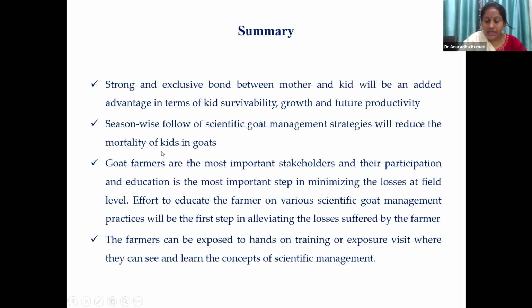Goat farmers, who are the most important stakeholders, and their participation and education are most important to minimize the losses in field conditions. For that, efforts should be made to educate farmers on the various aspects of scientific goat management. Farmers should be given hands-on training, and they should be taken on different visits so they can see the different scientific management practices by themselves.